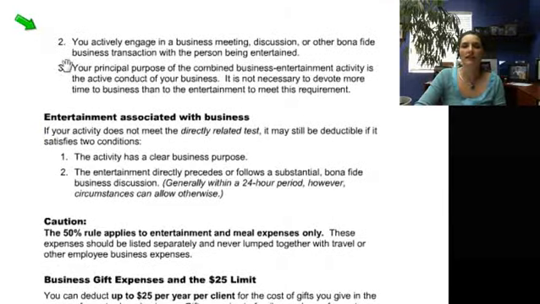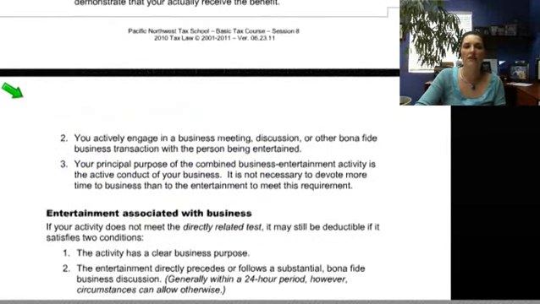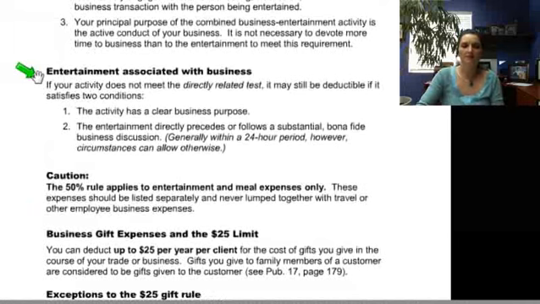Also, you must actively engage in a business meeting, discussion, or other bona fide business transaction with the person being entertained, and your principal purpose of the combined business entertainment activity is the active conduct of your business. But it is not necessary to devote more time to business than to the entertainment to meet this particular requirement. So let's look at what it means to have entertainment associated with business, because it must be either directly related to business or associated with business. So let's look at what associated means.